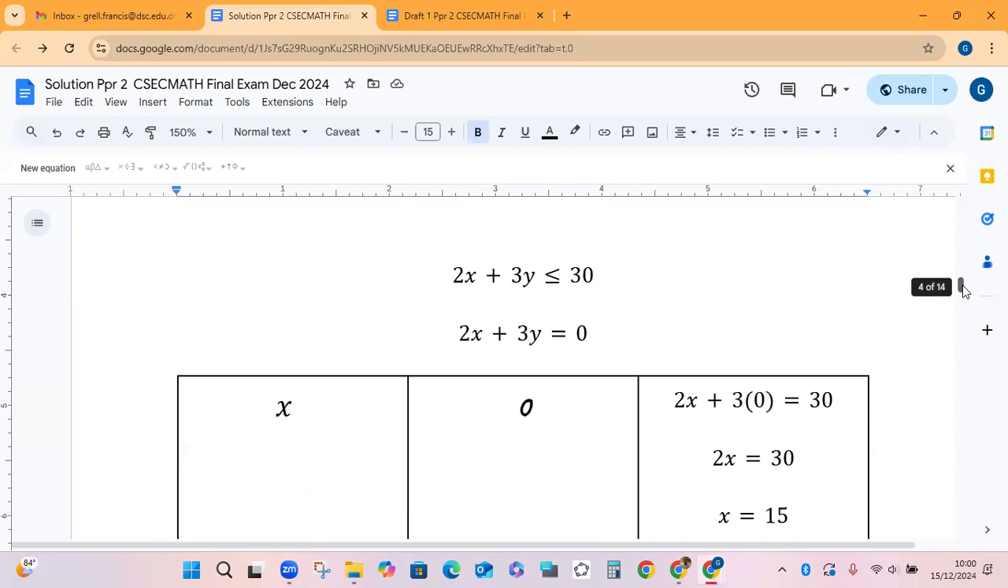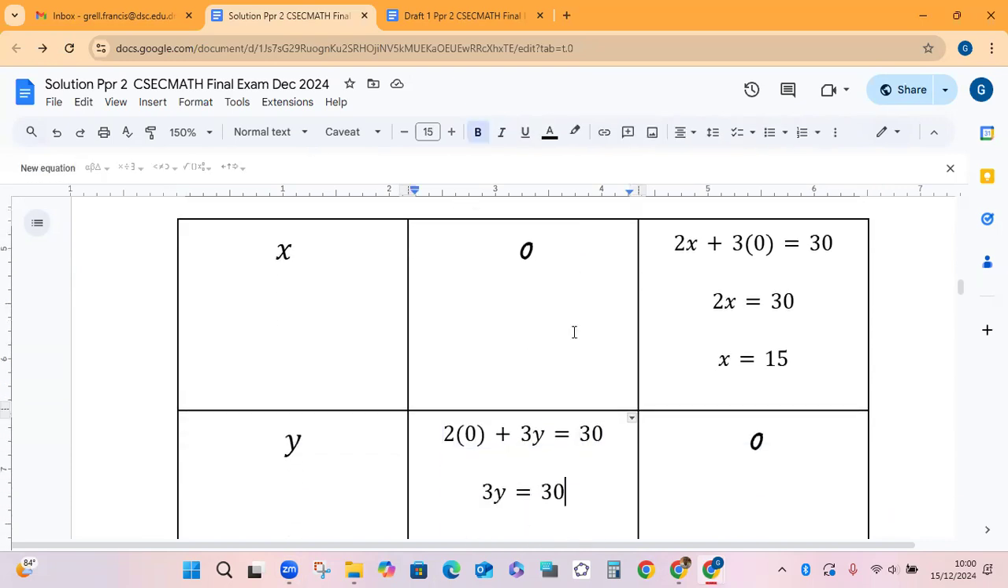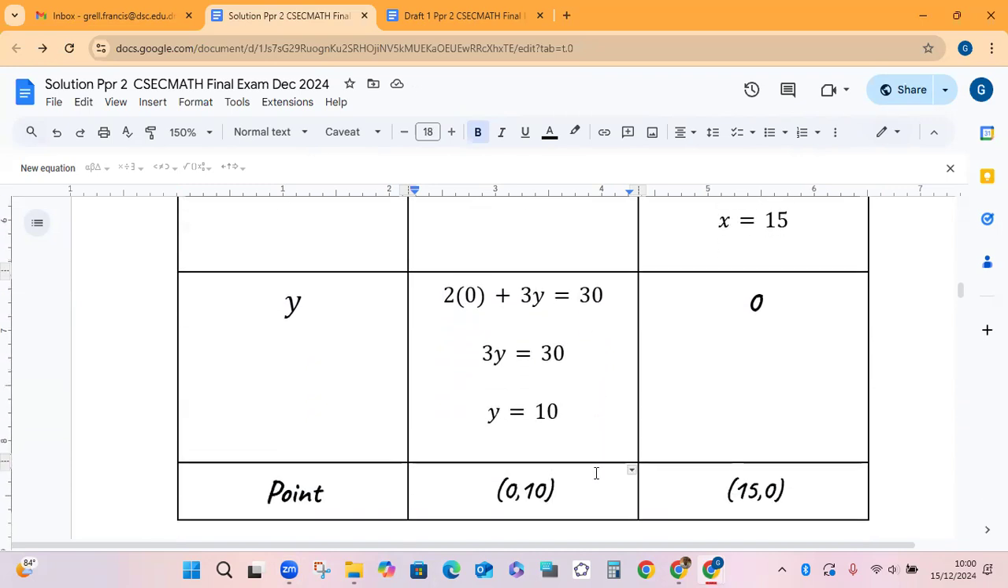Let's go to the next inequality, 2x plus 3y is less than or equal to 30. Let's convert this to the equation, 2x plus 3y is equal to 30. Here, we make x 0 and we solve for y. If you put x to be 0, then you have 3y is equal to 30. We divide by 3. 30 divided by 3 is 10. So therefore, y is equal to 10. So the first point is 0, 10.